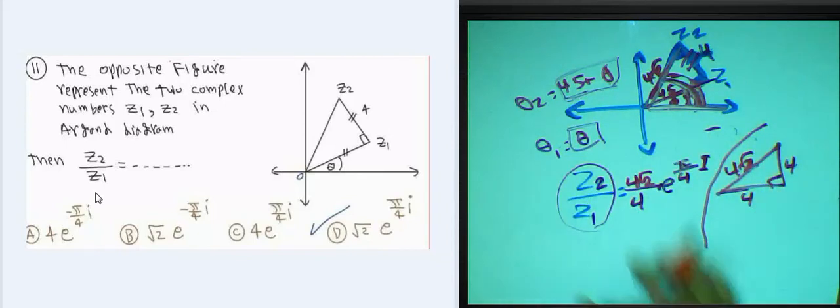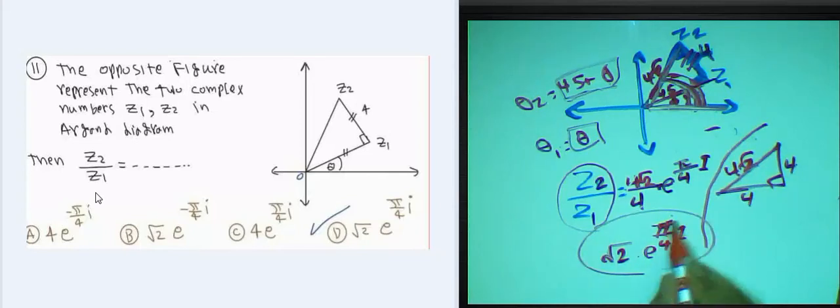The angle about Z2 equals theta plus 45, and the angle about Z1 equals theta. We can find the difference between them: 45 plus theta subtract theta will be 45, and 45 means pi over 4. Then we can simplify it. It will be root 2 multiplied by e to the power of pi over 4 i. Okay, the result is root 2 e to the power of pi over 4 i. Choose letter C.